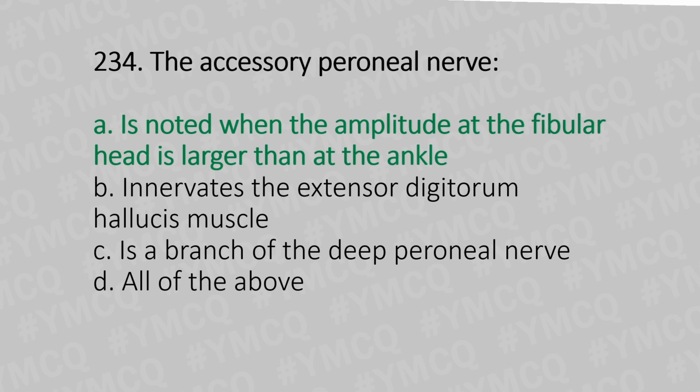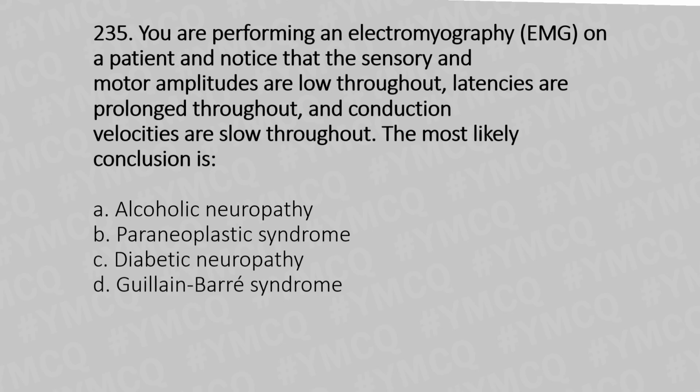Now let's move to question number 235. You are performing an electromyography of a patient and note that sensory and motor amplitudes are low throughout, latencies are prolonged throughout, and conduction velocities are slow throughout. The most likely conclusion is option A, alcoholic neuropathy, option B, paraneoplastic syndrome, option C, diabetic neuropathy, option D, Guillain-Barré syndrome. And the answer is option C, diabetic neuropathy.